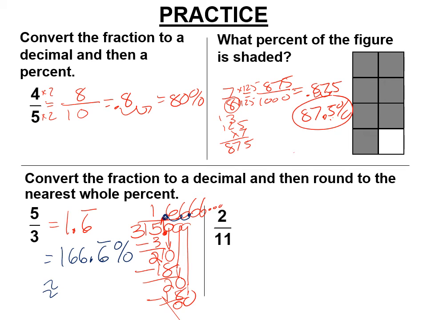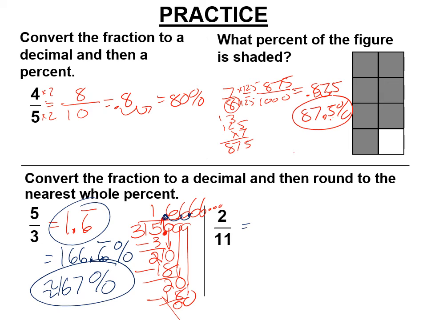Right, you have a 6 here. Is it closer to 166% or closer to 167%? This is bigger than 5, so you go approximately 167%. And by the way, you needed the decimal and this, right, in both. Convert the fraction to a decimal and round to the nearest whole percent.